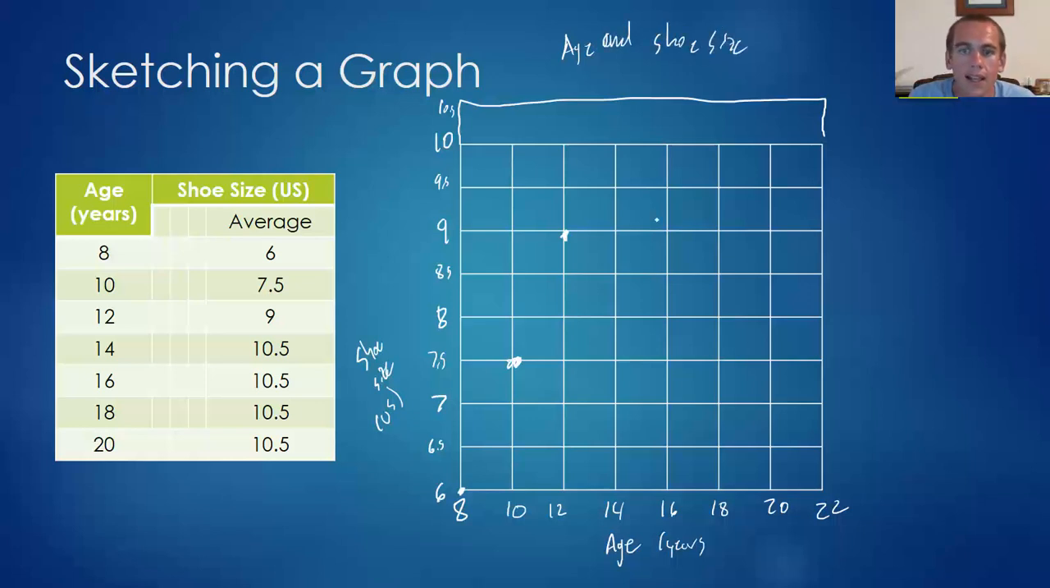Okay, and so then I can do 14 years old is 10 and a half, so that's up here. And 16 years old is 10 and a half, and 18 years old is 10 and a half, and 20 years old is 10 and a half. So we see this trend where the shoe size increases and then flatlines. Okay? So that's sketching it, and it's a perfectly okay way to do things, but your computer, your Chromebook, Google Sheets can do this as well. So let's take a look at how to do that.